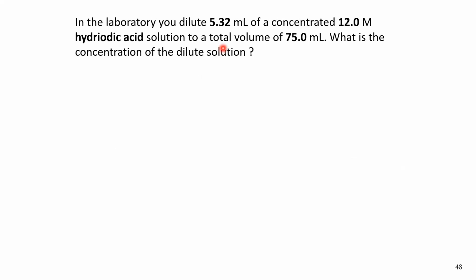All right, so we have another one. In the laboratory, you dilute 5.32 milliliters of concentrated 12 molar hydriodic acid, that would be HI, to a total volume of 75 milliliters. What's the concentration of the diluted solution? Okay, so you've got M1V1 equals M2V2. It's a dilution problem. Out of the 4 variables, think about the 3 that you know. Calculate the missing variable.